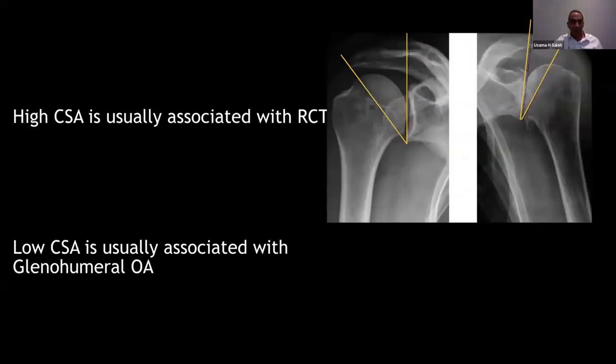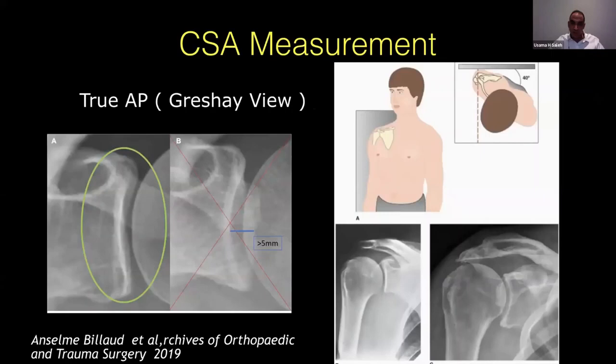So in conclusion from his study, the high critical shoulder angle is usually associated with rotator cuff pathology and the low critical shoulder angle is associated with osteoarthritis of the glenohumeral joint.